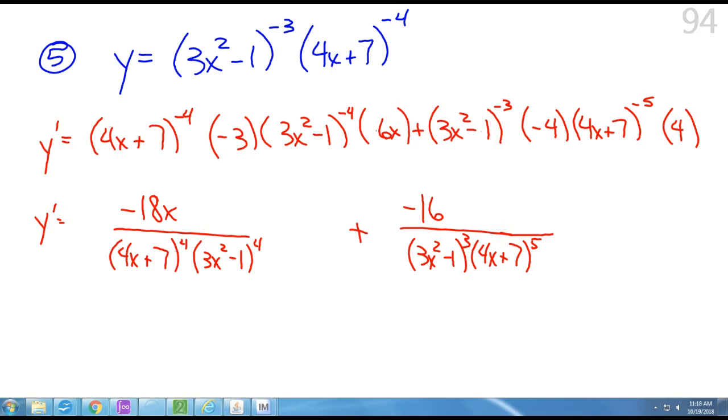So that's your next step. Just taking the negative exponents and putting them on the bottom. And then I combine that and that. And that and that.